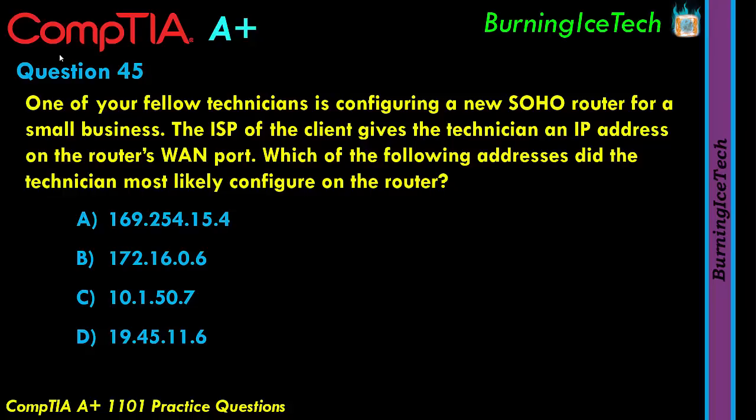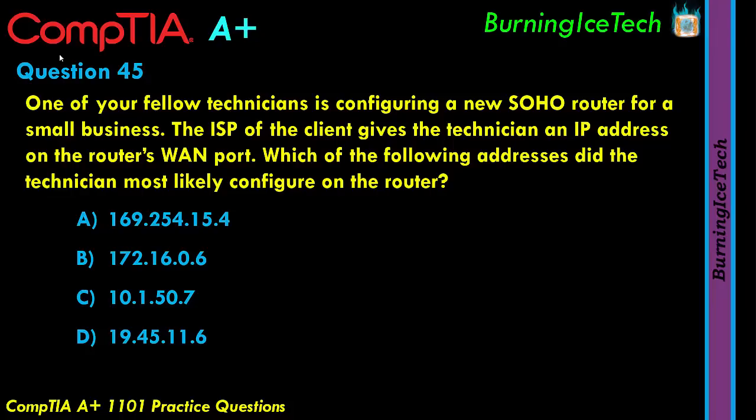10.1.50, that is private, but it's Class A. And the last one there, D, is just randomly 19.45.something.something. That is a public IP address. So any IP address you do not recognize, if it's not 127.0.0.1, which is loopback, if it's not an APIPA, if it's not a private IP address, Class A, B, or C, then it's most likely going to be a public IP address. And that is what D is.